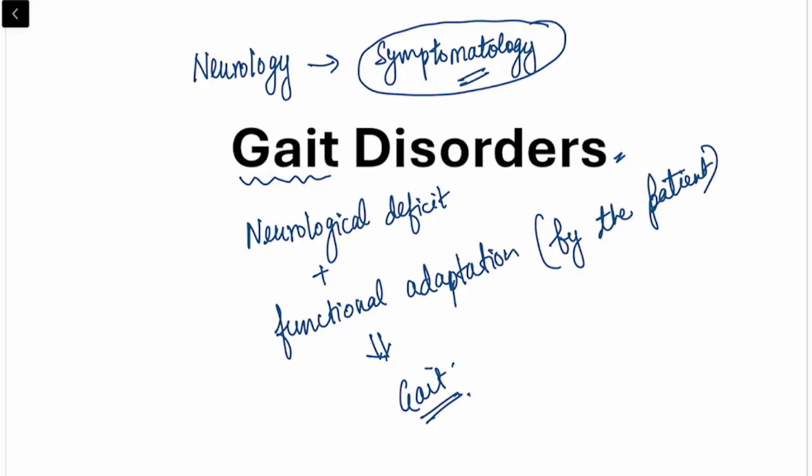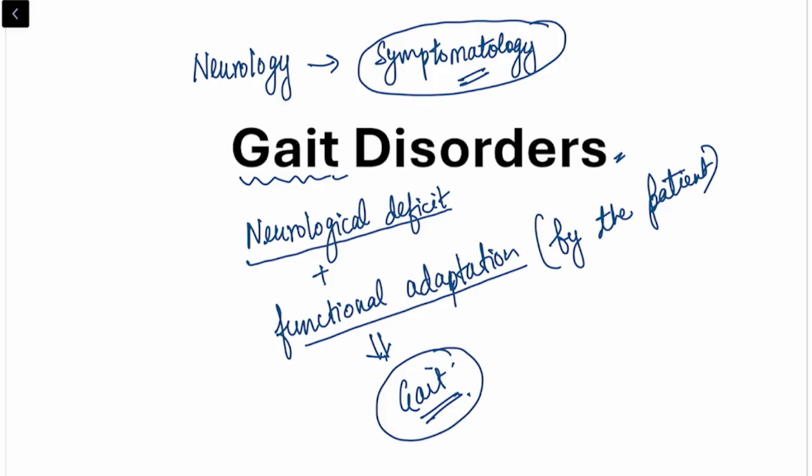As far as the definition of gait is concerned, gait means how a patient walks, how a person walks. And disordered gait means there is some neurological deficit and there is some functional adaptation by the patient in order for him to walk properly. I mean, not properly, but in order for him to walk as easily as possible. So there is some functional adaptation also, right?